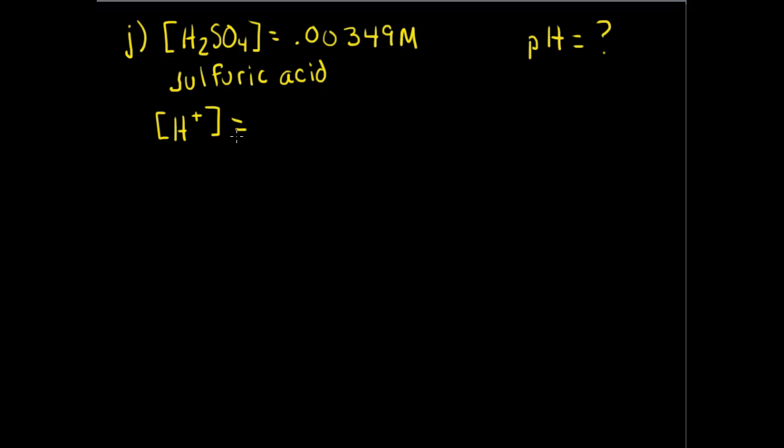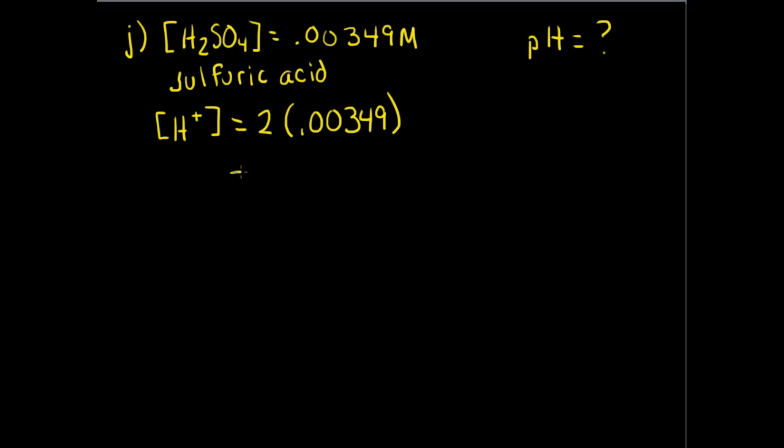Or can we? Can we say that? We can't. Why can't we? Because we've got 2 hydrogens. So for each molecule of hydrogen sulfate that goes into the water, we clip off these hydrogens right here. And so we get 2 hydrogens freed from our hydrogen sulfate. So our hydrogen ion concentration is going to be 2 times 0.00349.